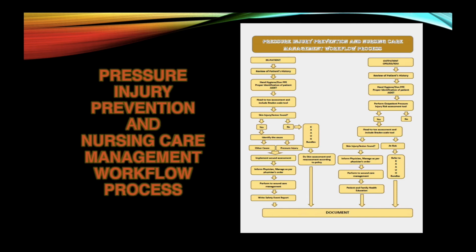For outpatient, which includes OPD, ED, and RDU, first you need to review patient history. Then, perform hand hygiene. Don your PPEs and identify your patient. After that, use our outpatient pressure injury risk assessment tool. If any of the questions is yes, perform head-to-toe skin assessment and include Braden scale tool. Check if there is a skin injury or lesion. If there is, inform the physician and manage as per doctor's order. After that, carry out doctor's order and perform wound care management. Then, do patient and family education.